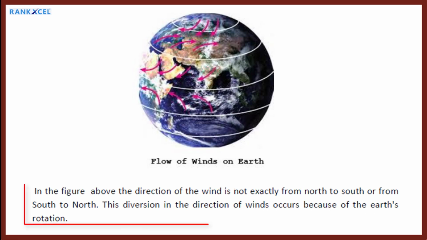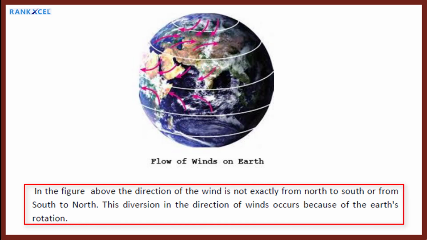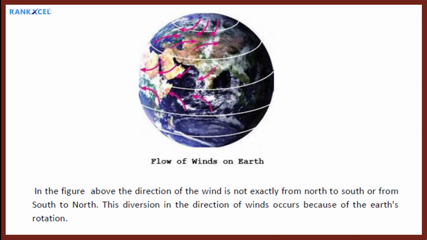In the figure above, the direction of the wind is not exactly from north to south or from south to north. This diversion in the direction of winds occurs because of the Earth's rotation.